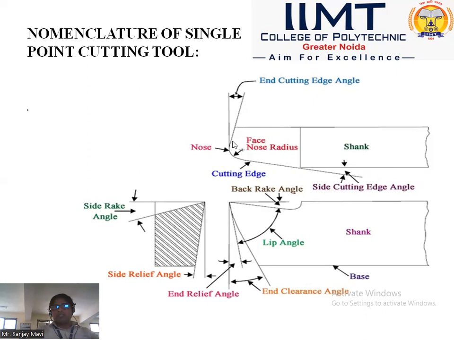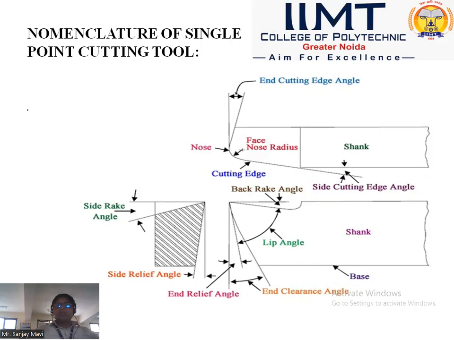This is the cutting edge, and this cutting edge makes that angle. This is called the end cutting edge angle. This is the back rake angle. Back rake angles may be positive, negative, and zero. It depends on the material on which the cutting tool is to be used. The back rake angle may be, as I have said earlier, positive, negative, and zero.